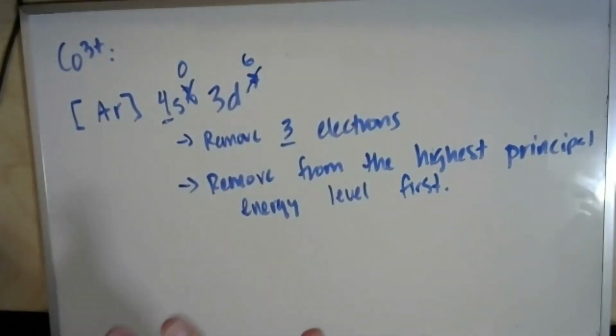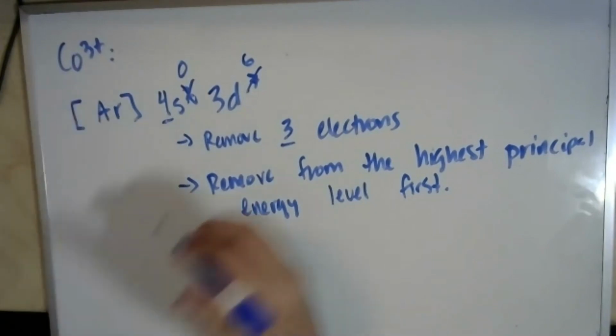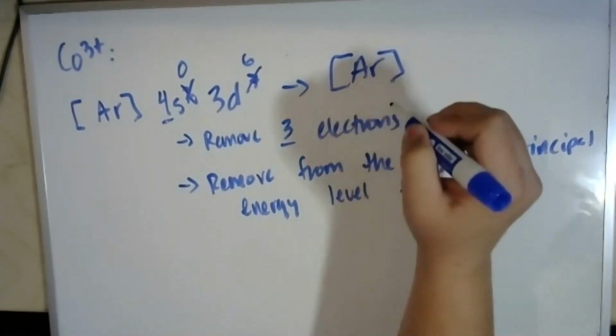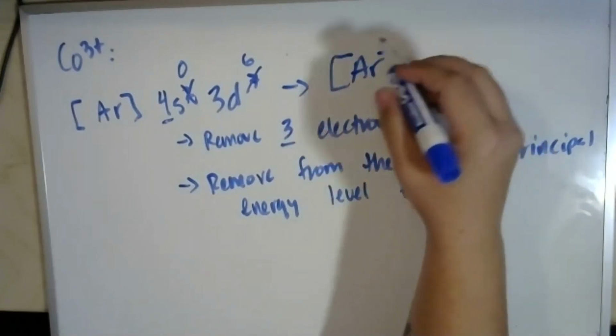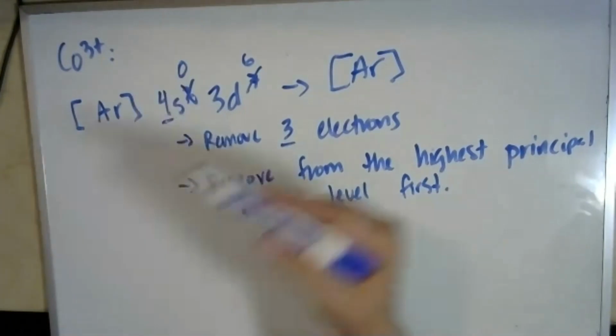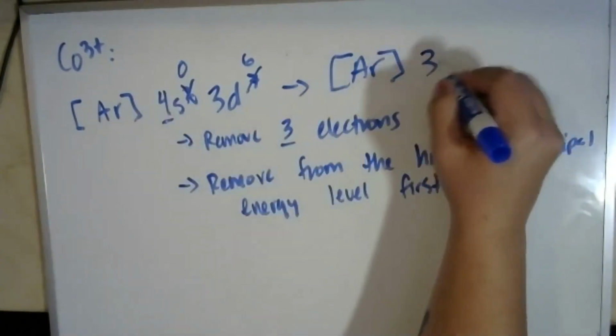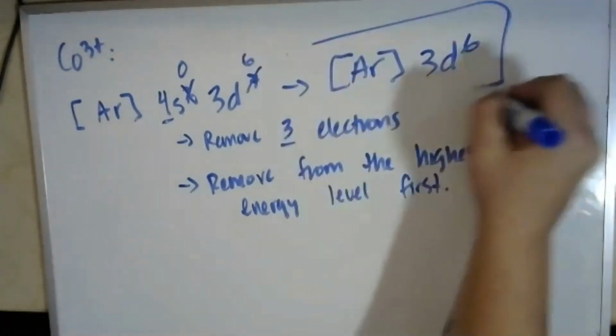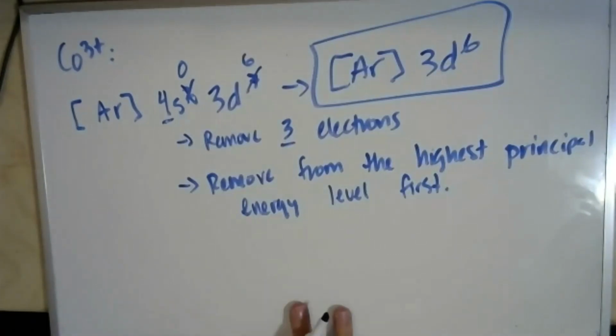So my electron configuration for the cobalt 3+ ion ends up being Ar, and then you don't have to write 4s0, you can just skip that. And you can write 3d6. I mean, if you write 4s0, that's not a big deal. But this is what we end up with.